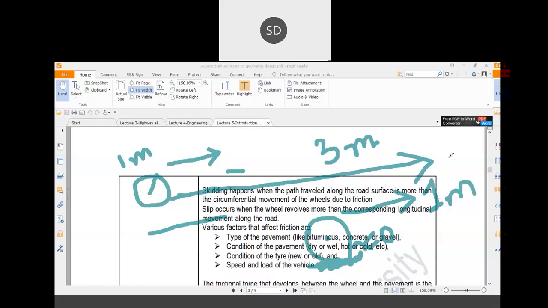Are you getting it? Yes, sir. Okay, so slip and skid are also very important. What is skid and what is slip? You just remember one thing, otherwise these two will mix up. In skidding, the horizontal distance traveled by the vehicle will be more than the peripheral circumference of the tire, and for slipping, that would be the opposite.